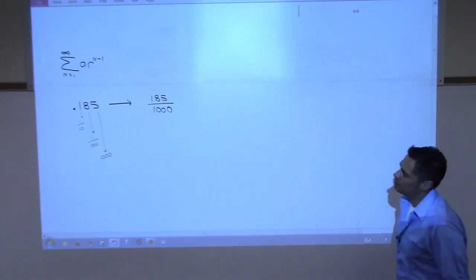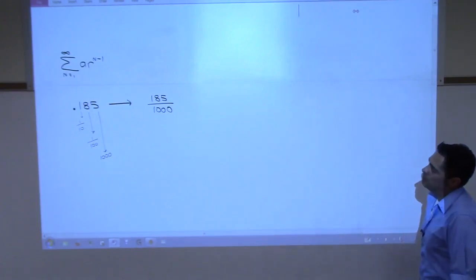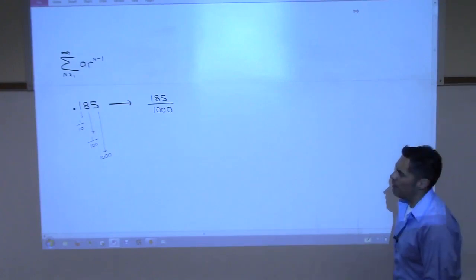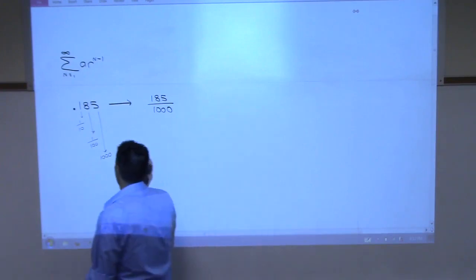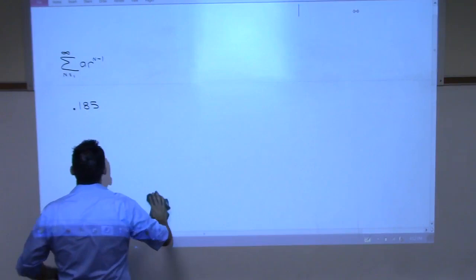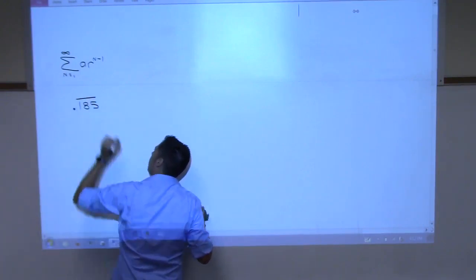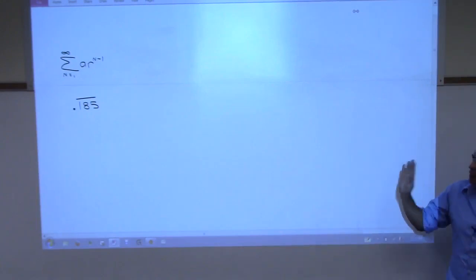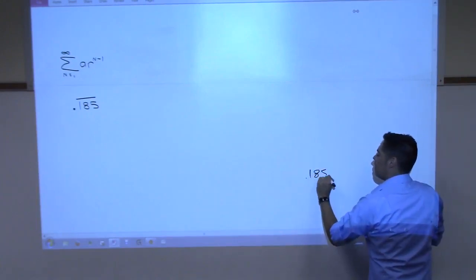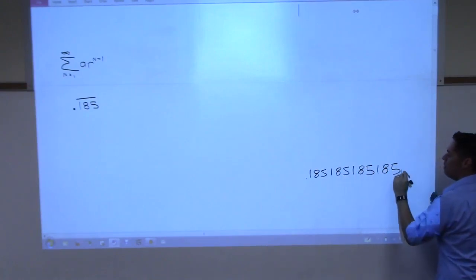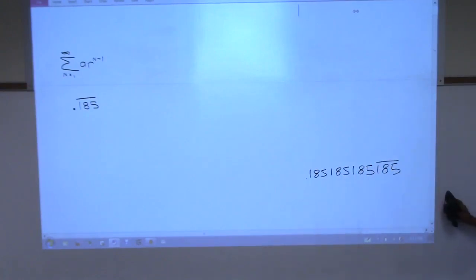Okay. You could reduce that fraction too, right? 5 goes into both, but that's how you convert a decimal to a fraction. But we're not going to do that. That's too easy, right? That's not why we're here. Here's what I want you to do instead. I want you to take the repeating decimal, 0.185 repeated. So 0.185, 185, 185, 185. Repeat that pattern forever. I want you to turn that into a fraction.